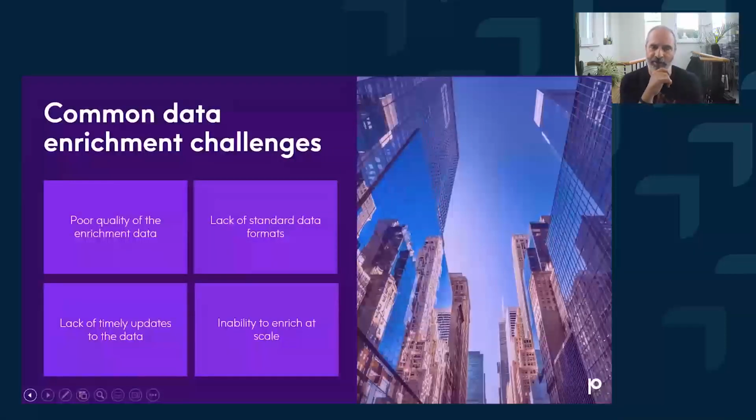You also want to know that you're getting timely updates to that data. So some data updates quickly. So business data changes on a minute by minute basis. Some data is a little bit slower, like how often a postcode changes on an address. But you need to make sure that you're getting those timely updates to the data.